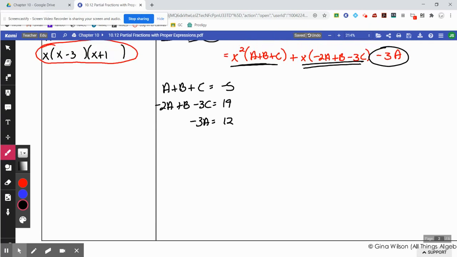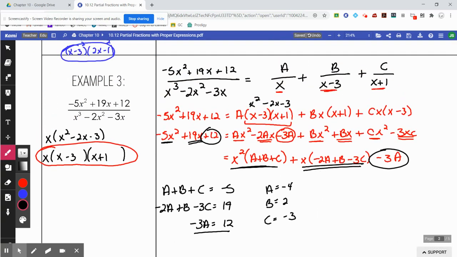Obviously, a is equal to negative 4 from this, and you could use back substitution to try to find b and c. However, you can also use RREF, reduced row echelon form. Regardless, a, b, and c are equal to negative 4, 2, and negative 3. So therefore, my partial fractions up here are negative 4 over x, 2 over x minus 3, and negative 3 over x plus 1. So you could actually change that plus and just put your minus out there, and there is your partial fractions.